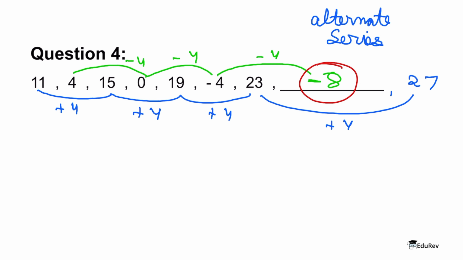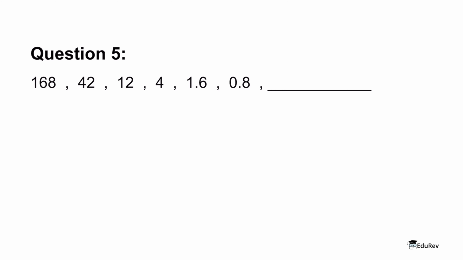Now see, once we open up our mind to the possibility of an alternate series, these questions become very easy to solve. Okay, great. Now let's move on to question number 5. So here it starts from 168, 42, 12, 4, 1.6, 0.8. So here we will try to find the pattern from the end. So we will try to find the pattern from here to here. Okay. And why are we doing it? Because it is easier to find a pattern in an increasing series than in a decreasing series.